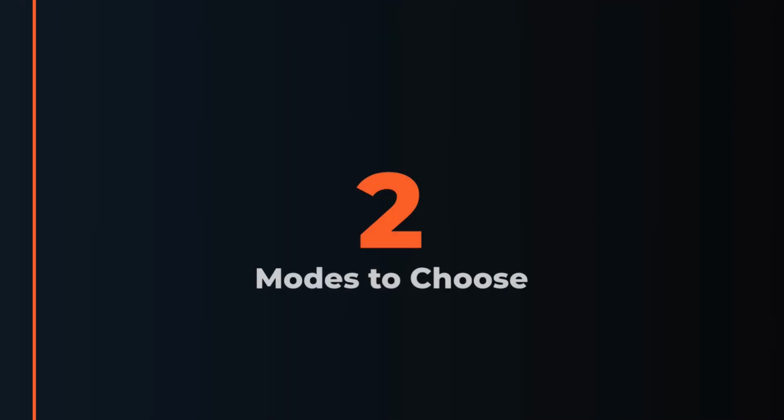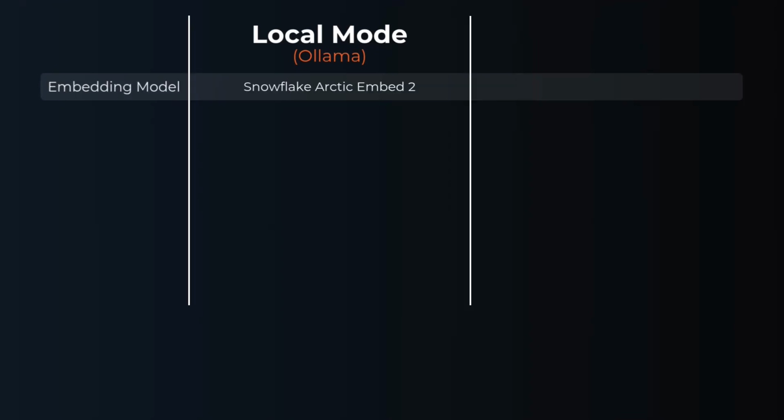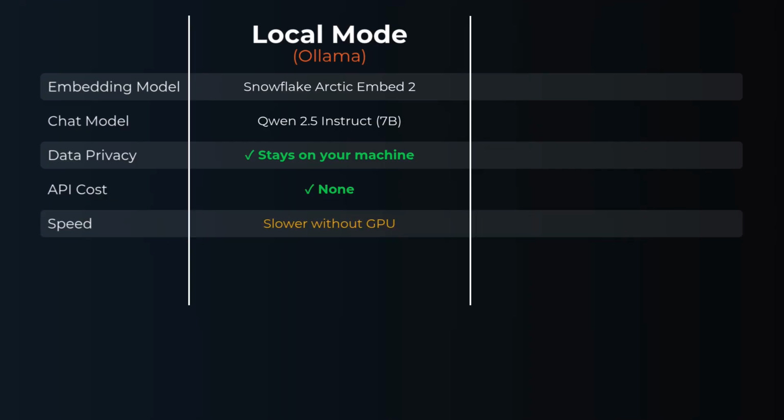WebRAG ships in 2 modes, and you choose which one fits your situation. Local mode runs everything on your own machine using Ollama. The embedding model is Snowflake Arctic Embed 2, and the chat model is Qwen 2.5 Instruct, 7 billion parameters. Those are my defaults and they work well. But if you already have a favorite Ollama model, you can swap either one out without touching anything else in the workflow. Your data never leaves your machine, no API costs. The trade-off is speed on a machine without a GPU.